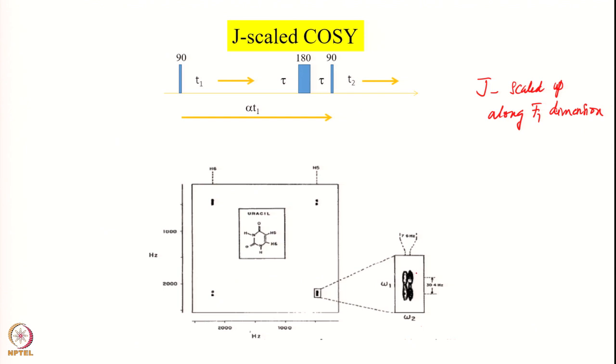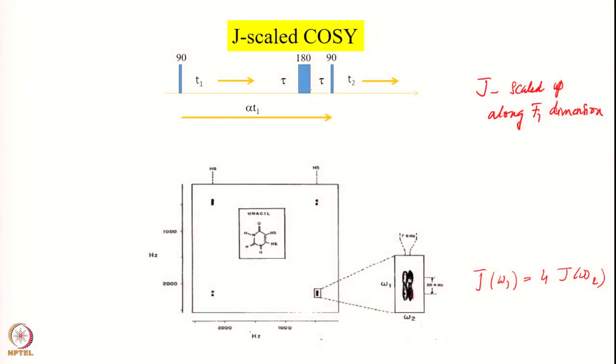Now along the F1 dimension or the omega 1 dimension, the separation between the components is 30.4. So 30.4 means this is 7.6 into 4, it is scaled up 4 times. So therefore here J along omega 1 is equal to 4 times J along omega 2. This is achieved by design of a pulse sequence. You manipulate your experimental sequence in such a way that the coupling constant appears as scaled up along the F1 dimension, and that pulse sequence is shown on the top there.